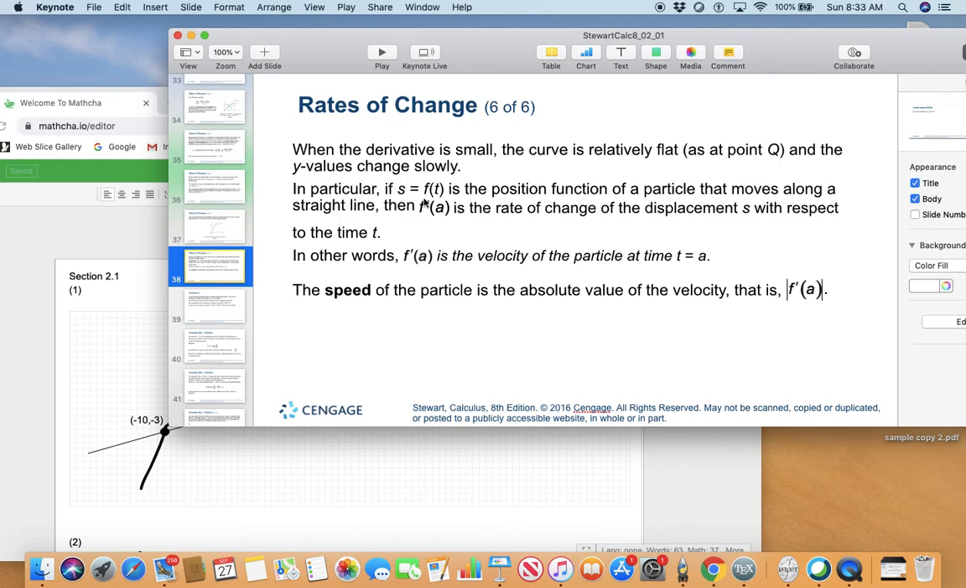In particular, s equals f(t) is the position function. If s equals f(t) is the position function of a particle that moves along a straight line, then f prime of a is the rate of change of displacement. Okay, the derivative represents the rate of change of displacement s with respect to the time t. f prime of a is the velocity. The speed of the particle is the absolute value of the velocity.